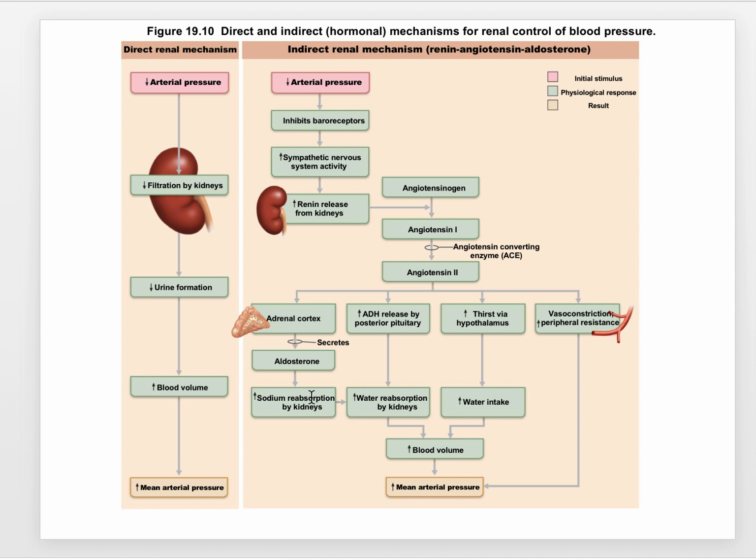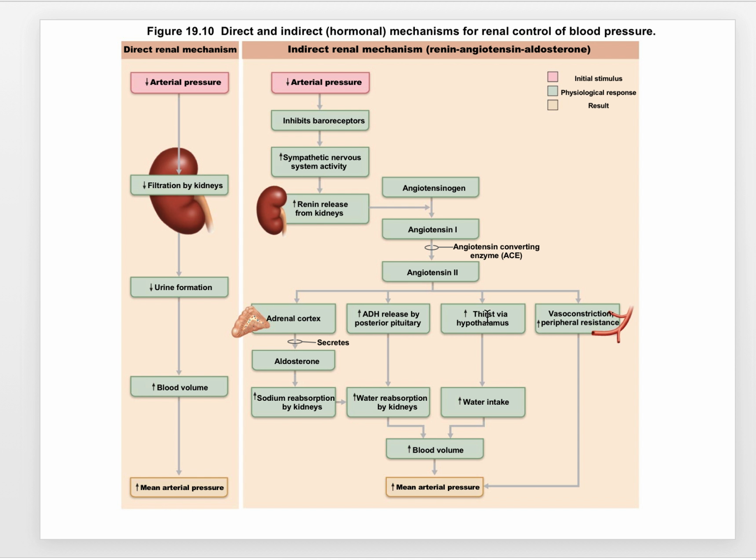And the volume of the water is going to follow the sodium, and therefore more water is going to go into the bloodstream, which will increase the blood volume. Angiotensin 2 increases ADH release by the posterior pituitary. That's going to cause reabsorption of water to be increased by the kidneys, so more water is going from the kidneys into the blood, increasing blood volume.